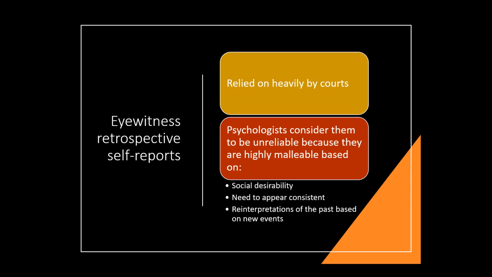Eyewitness retrospective self-reports. These are relied upon very heavily by courts. Now, psychologists consider them to be very unreliable because they are highly malleable. There's lots of ways you can change people's interpretations. Your memory is not a constant. Do you want to remember? Do you want to appear to be consistent? If you said, oh yeah, it was a guy, and then you say, wait a minute, I'm remembering another detail, but if I say it wasn't a guy, it might have been a girl, I'm going to look bad. And you might not even go through that process consciously.